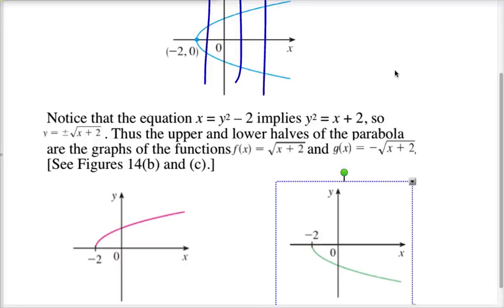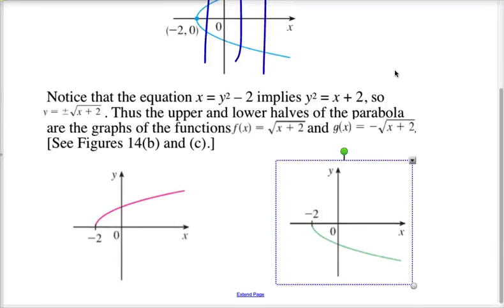but the original equation itself does not represent a function. So if you look, the graph on the left represents the square root of x plus 2, and the graph on the right represents the negative square root of x plus 2. Each one of these individually represents a function, but together, written as x equals y squared minus 2, it does not represent a function. It fails the test.